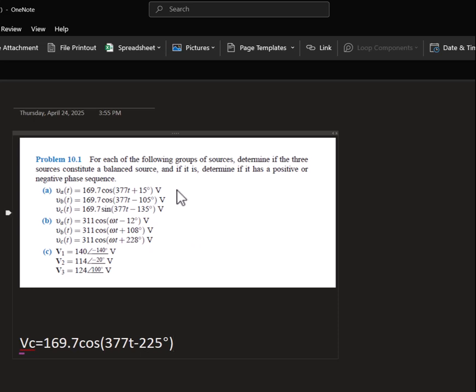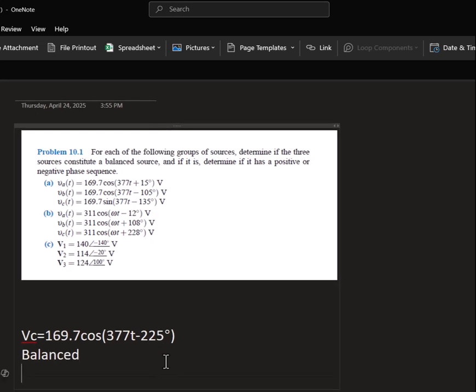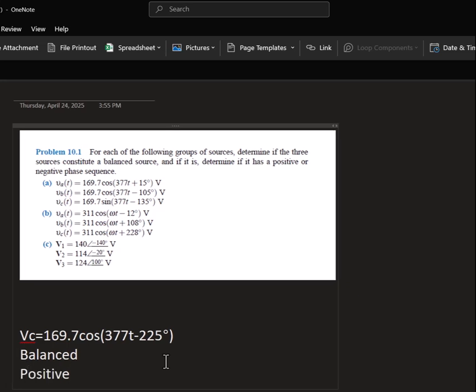So if I go 15 minus 120 is minus 105, negative 135 minus 120 is minus 225. So it is balanced, definitely balanced. Now, is it a positive or negative phase sequence? It's actually positive, because positive is when you subtract 120 degrees and then you add. You go negative 120 this way and positive 120 this way.